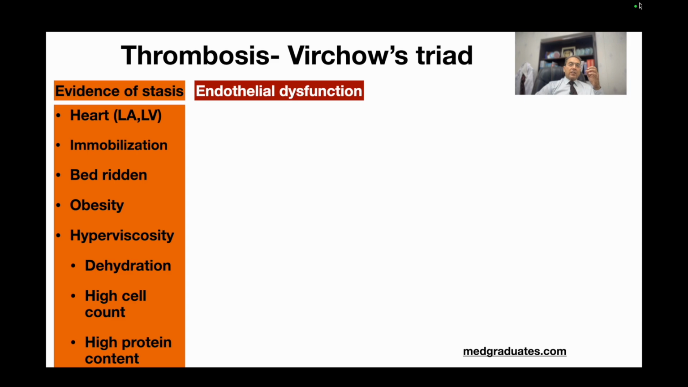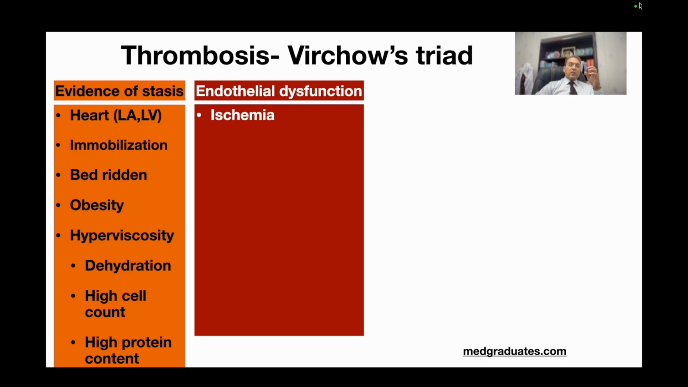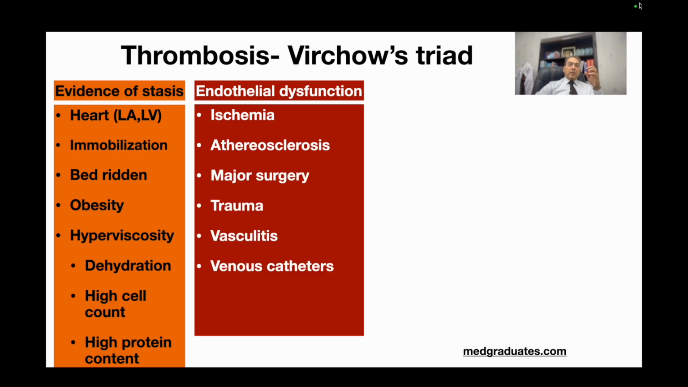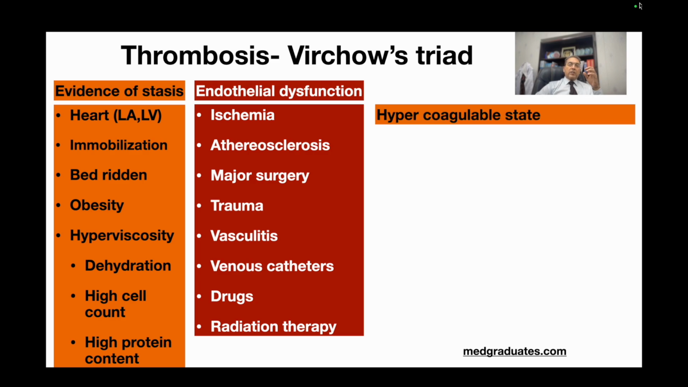Similarly, the second component is endothelial dysfunction. If the endothelium is not working well, it can make things clot inside. For example, vascular ischemia, atherosclerosis with endothelial dysfunction, major surgery, trauma, vasculitis, venous catheters or even arterial catheters can cause this. Some drugs may be responsible, and radiotherapy can cause endothelial dysfunction. And then the hypercoagulable state is the third part of Virchow's triad, where the blood is very prone to develop coagulation.